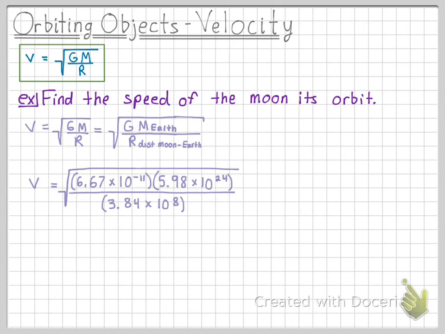So the mass of the Earth is approximately 5.98 times 10 to the 24th kilograms, and the distance between Earth and the moon is 3.84 times 10 to the 8th meters. So when we solve, we see that the moon's orbital velocity is approximately 1,020 meters per second.